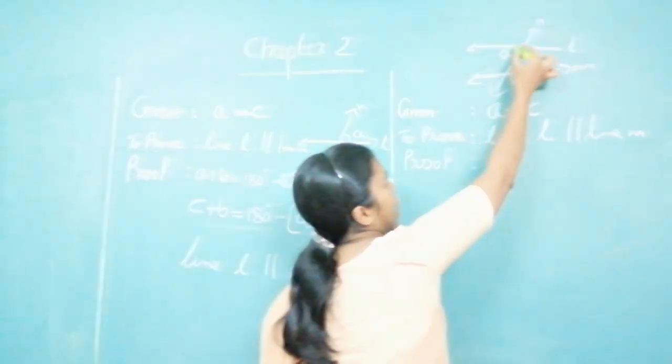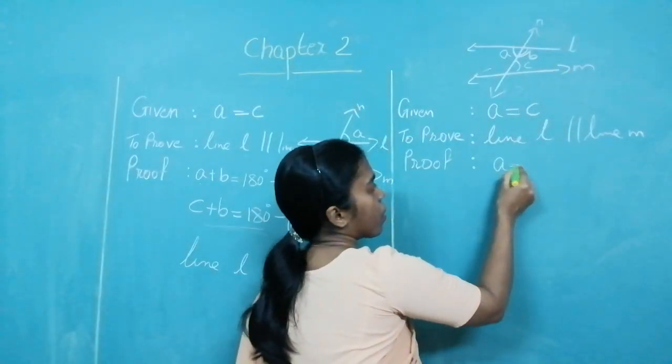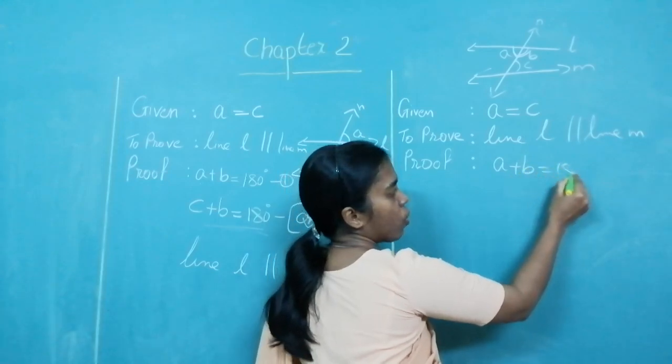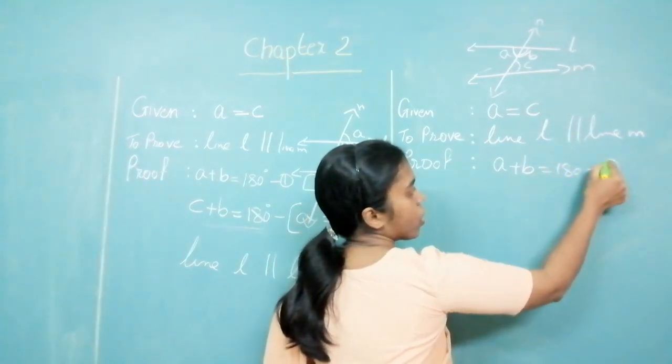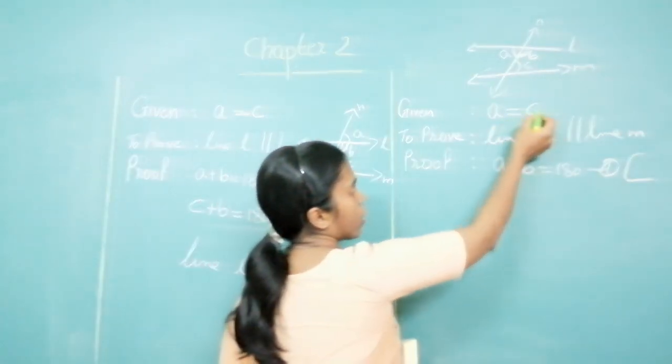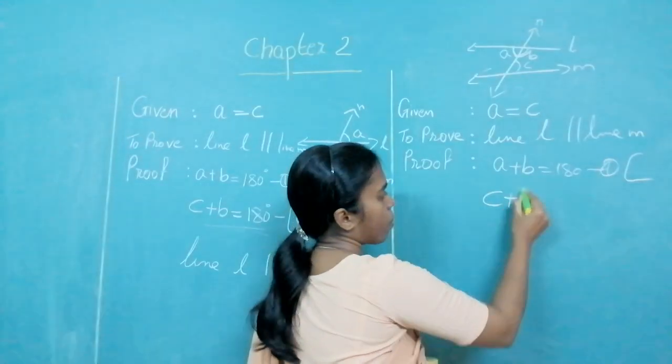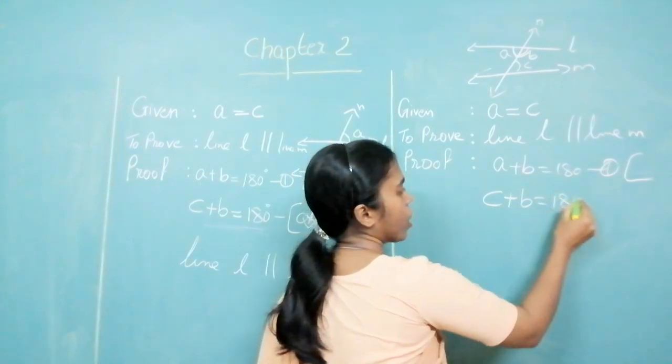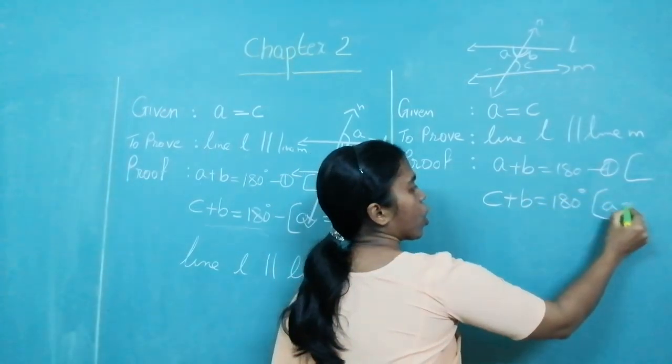What do you know about AB? Same step like the previous. A plus B is equal to 180 degrees. First equation. What is my reason? Because it is a linear pair. And I know A is equal to C. So again I replace, C plus B is equal to 180 degrees, since A is equal to C.